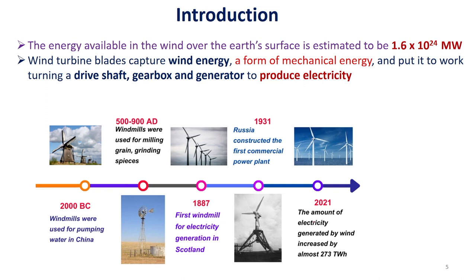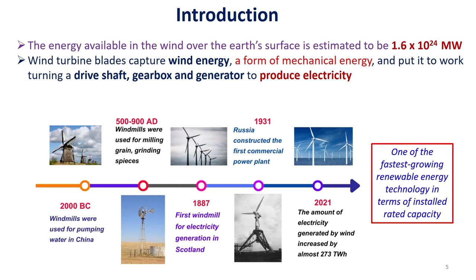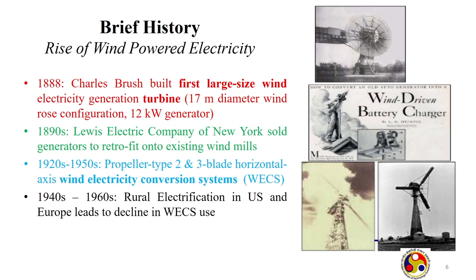In 2021, the amount of electricity generated by wind increased by almost 273 terawatt hours. You can see the development of the technology and the amount of power harvested from wind generators. Wind energy is one of the fastest growing renewable energy technologies in terms of installed rated capacity. We need to learn some history about wind power generation.